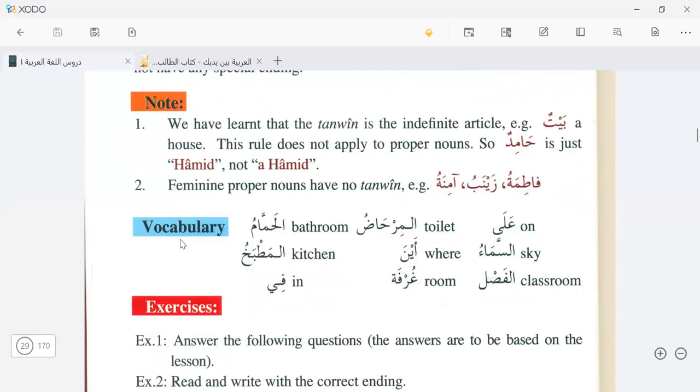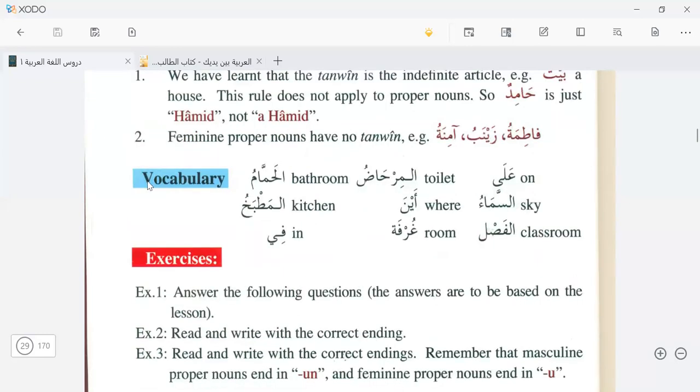Okay, vocabulary. Because there's only two of you here today. Nurenisa? I'm here, teacher. Read the vocabulary. Okay.